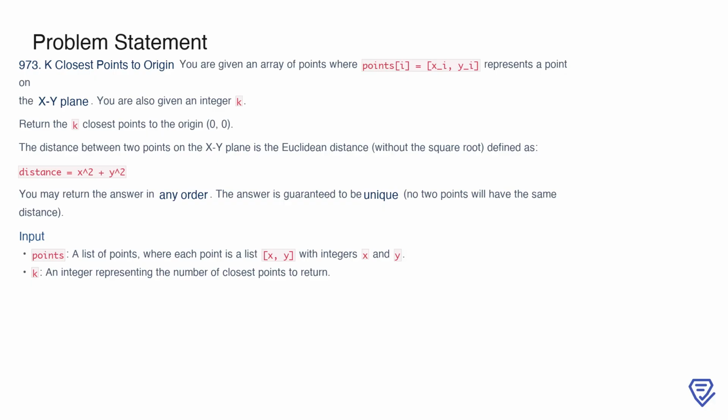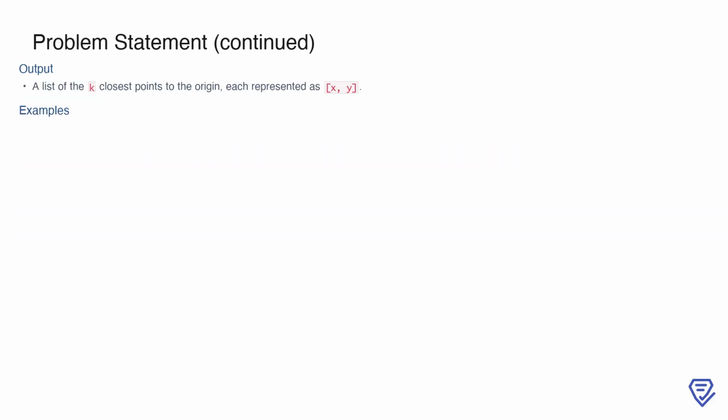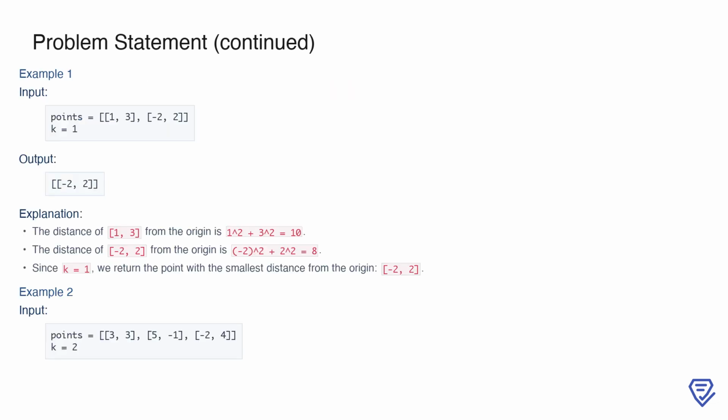The order of the points in the output doesn't matter, and the problem guarantees that all distances will be unique, so you won't have to worry about ties between points. The input includes the list of points and the integer k, while the output will be a list of k points with the smallest distances from the origin. The distance we are considering here is the Euclidean distance, calculated as x squared plus y squared, but without taking the square root for simplicity. Let's examine an example to clarify the problem further.